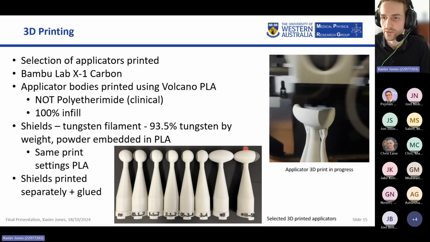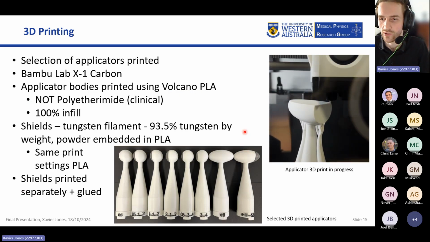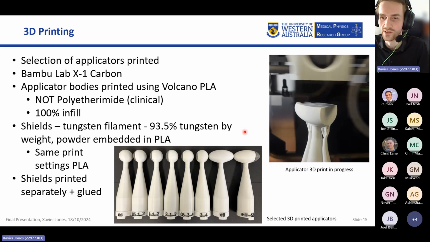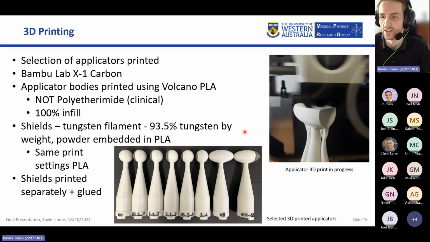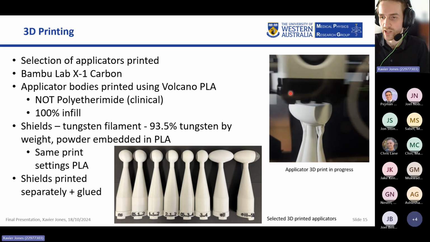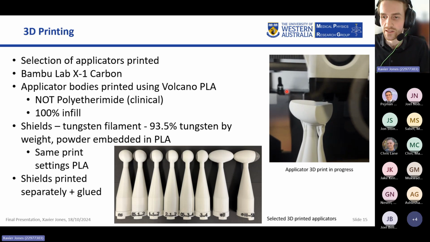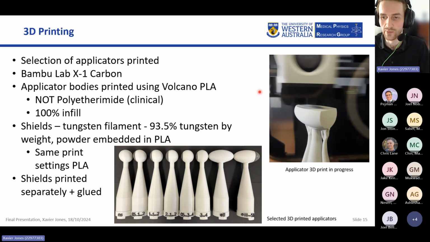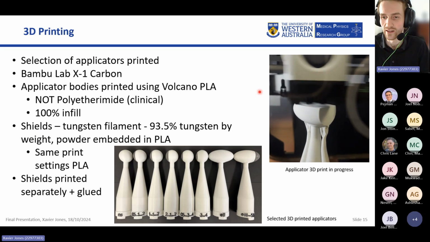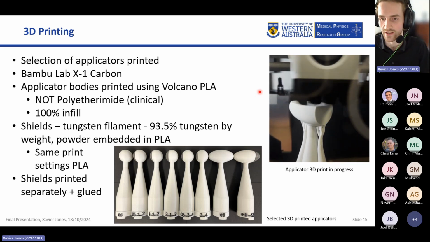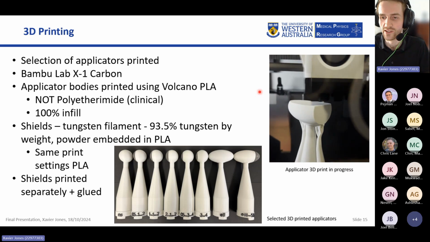The selection of applicators were taken to be 3D printed using the Bambu Lab X1 Carbon. The bodies were printed using 100% infill PLA, not polyethylamide, which is what the clinical applicators were made of. This GIF shows a shielded ellipsoid applicator being produced. Shields were printed using tungsten filament, consisting of 93.5% by weight tungsten, embedded in PLA in powder form. It uses the same print settings as regular PLA. The shields are printed separately and glued together later.